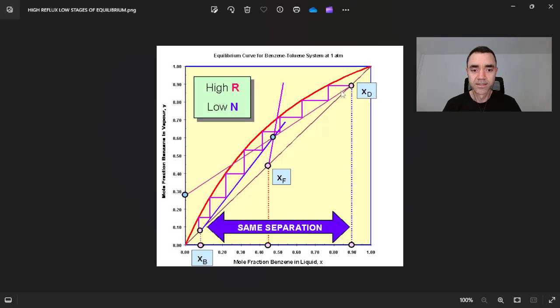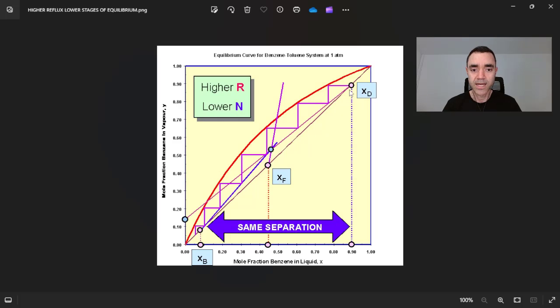So you can see here that I have 1, 2, 3, 4, 5, 6, 7, 8 stages of equilibrium. When I increase the reflux ratio, now I have 1, 2, 3, 4, 5, 6, 7. So I decrease the number of stages of equilibrium, and in this case I am reducing the height of my column, and we'll talk more about that in the sequence.